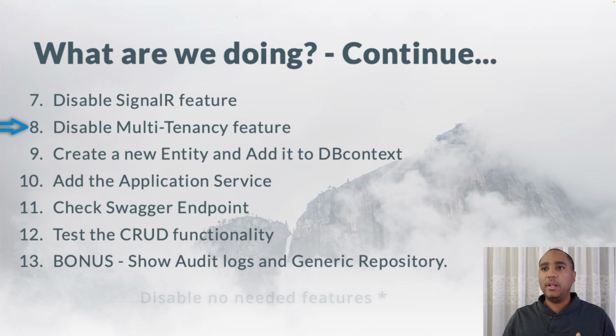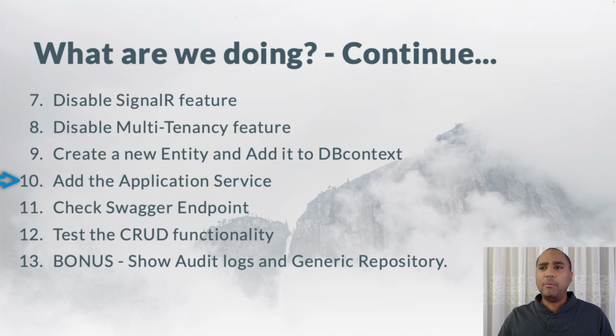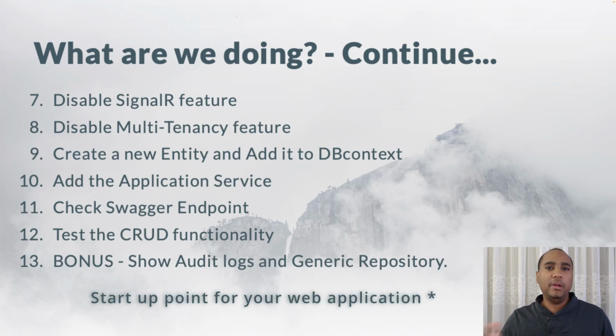And we're going to start creating our new entity, a student entity, and add it to the DB context class. Then after that, we're going to add an application service. Then we're going to look at how the application service looks in the Swagger endpoint. And then we're going to test the create, read, update, and delete functionality. As a bonus point, I'm going to show you the audit logs and generic repository. Again, this is going to give you the starting point for a new web application with those features disabled.